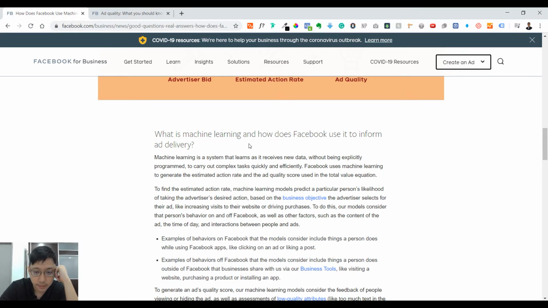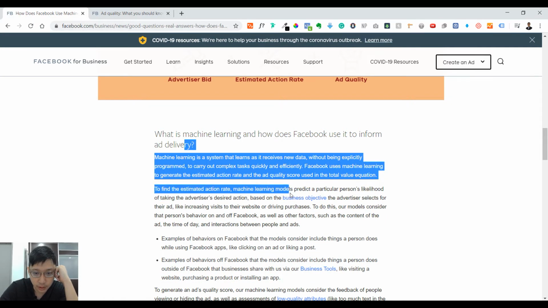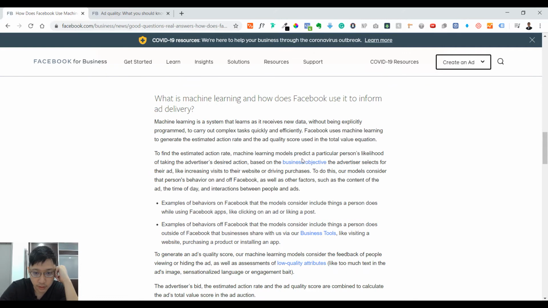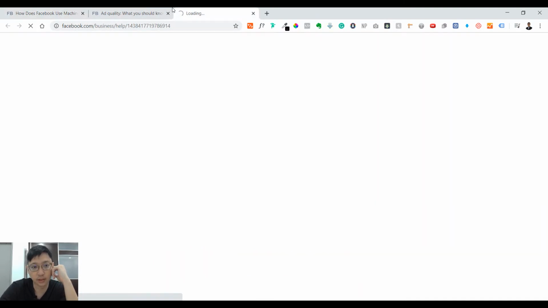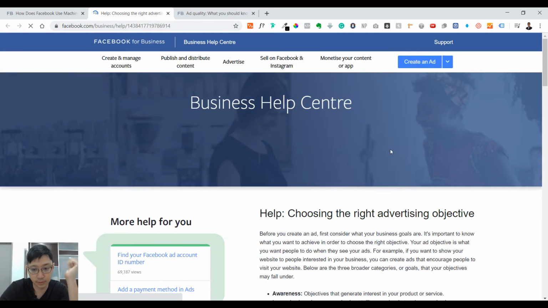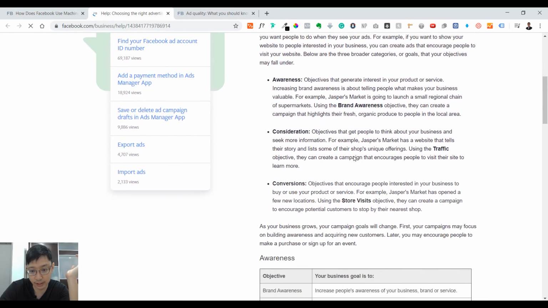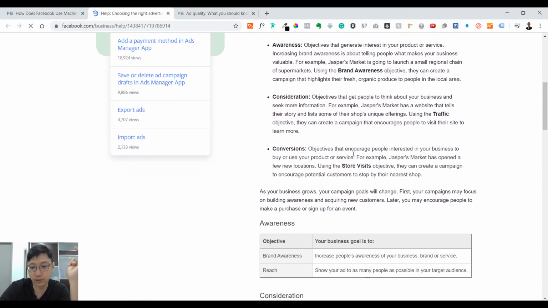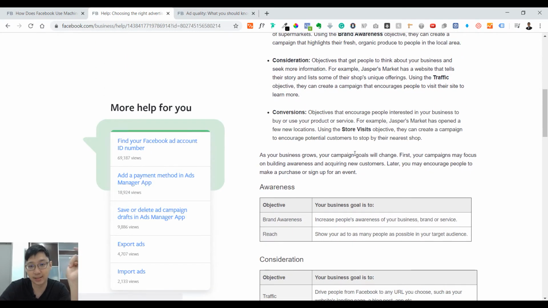So yeah, estimated action rate, machine learning, particularly based on the business objective. So business objective, there are a few things. If you know the basics of Facebook advertising, there are a few criteria, which are awareness, consideration, and conversion. So when you create ads, there are these 3 options.